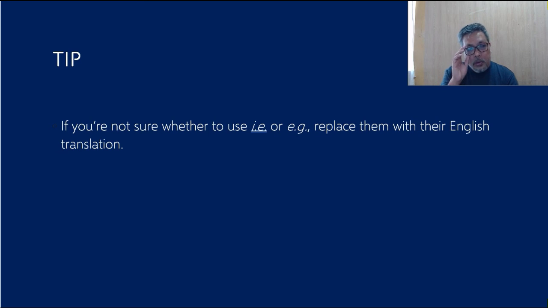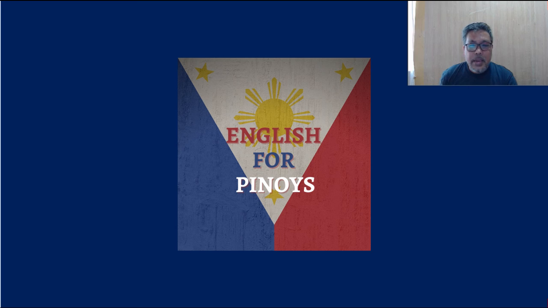So, quick tip: if you're not sure whether to use i.e. or e.g., be sure to replace them with their English translation. Again, i.e. means id est in Latin, that is, or in other words, or that is to say, and e.g. is exempli gratia, meaning for example or for instance. So there you go. I hope you found that useful.